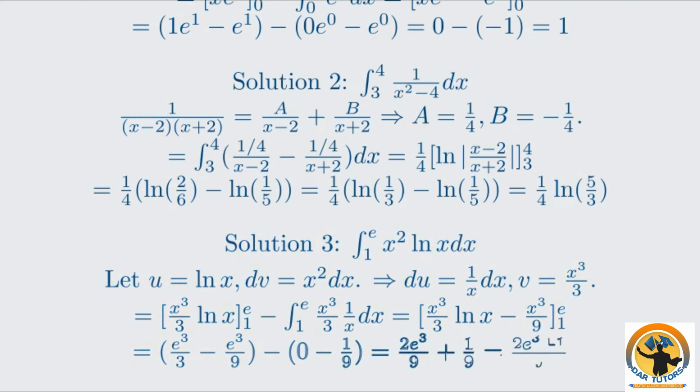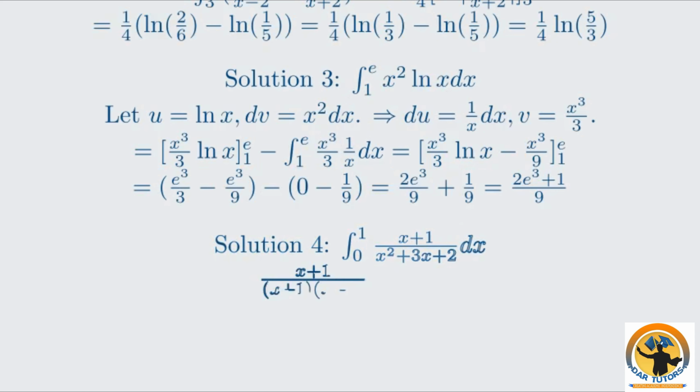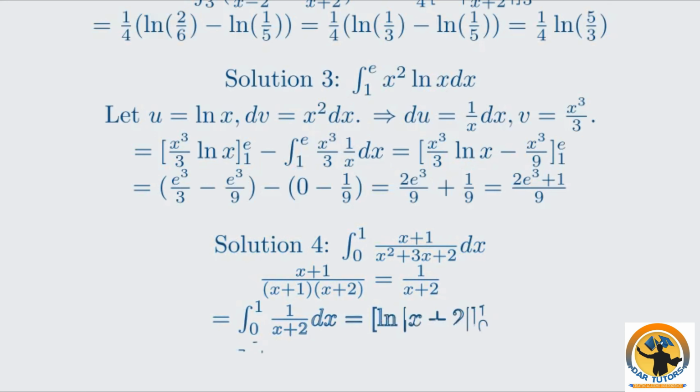Evaluating from 1 to e gives 2e cubed plus 1 all over 9. For question 4, the denominator factors to (x plus 1)(x plus 2). The x plus 1 in the numerator cancels, leaving the integral of 1 over x plus 2. The antiderivative is ln of the absolute value of x plus 2. Evaluating from 0 to 1 gives ln of 3 over 2.